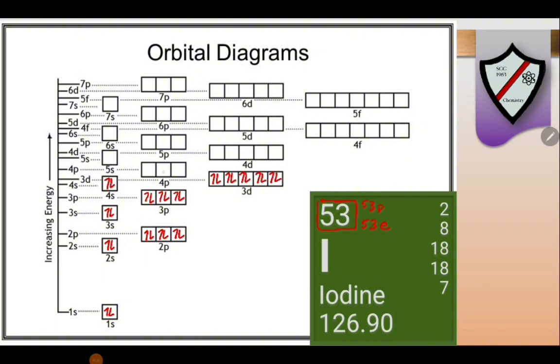The next orbital in line is the 4p orbital, 31, 32, 33, 34, 35, 36, followed by 5s, 37, 38, followed by 4d, 39, 40, 41, 42, 43, 44, 45, 46, 47, 48, followed by 5p, 49, 50, 51, 52, and 53 electrons, gives us the correct electron orbital diagram for a neutral atom of iodine.